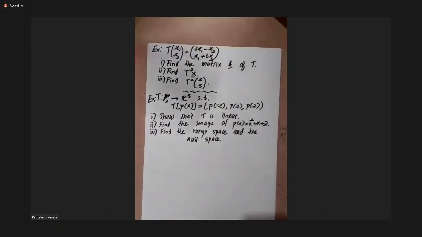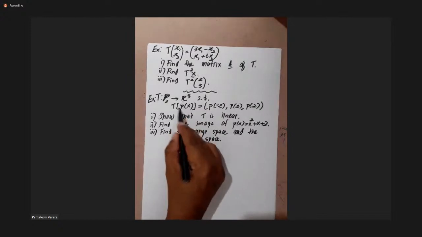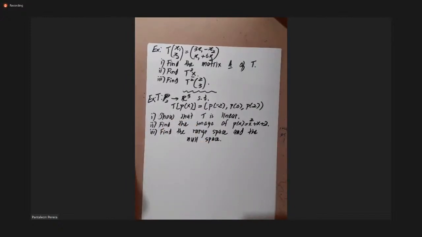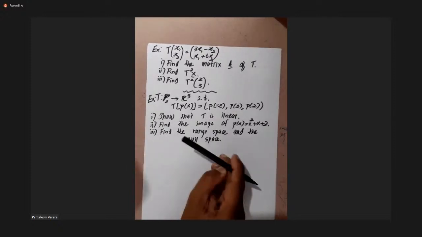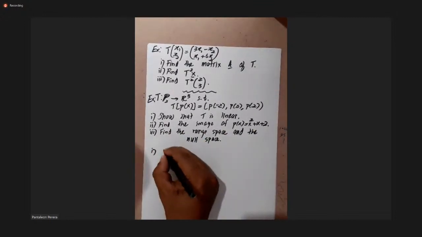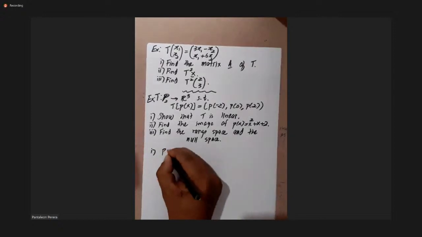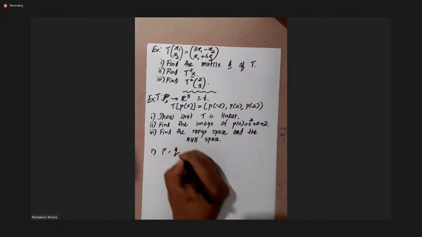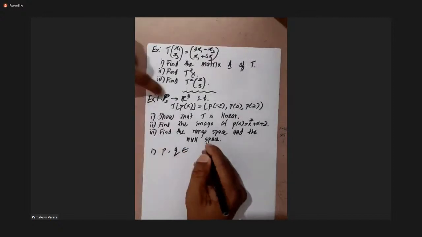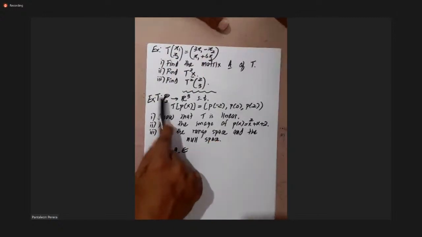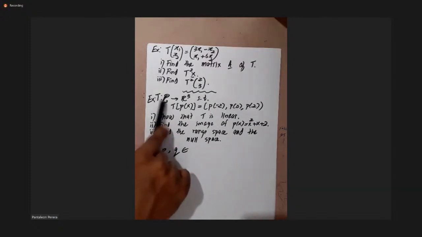Okay. Now we'll do this one. Now show that T is linear. Now this can be any polynomial, right? So we can do it like this. You take two polynomials, P and Q. I should tell you what this is. P2 is the space of degree 2 polynomials.